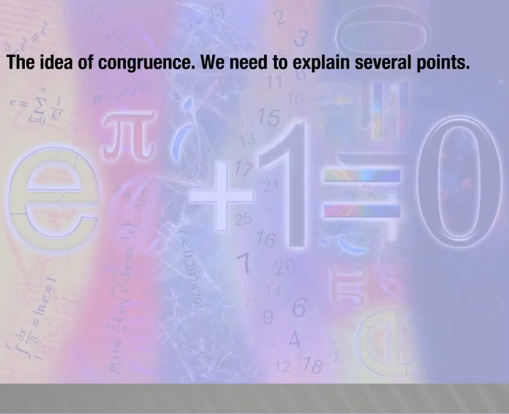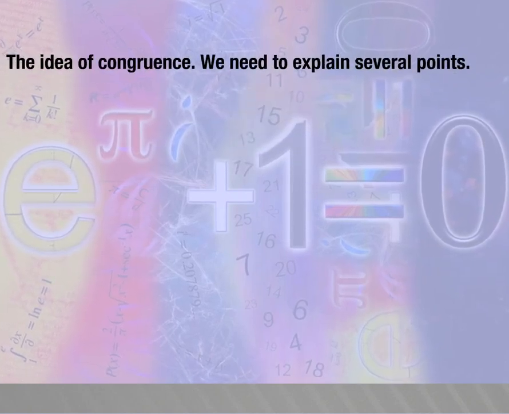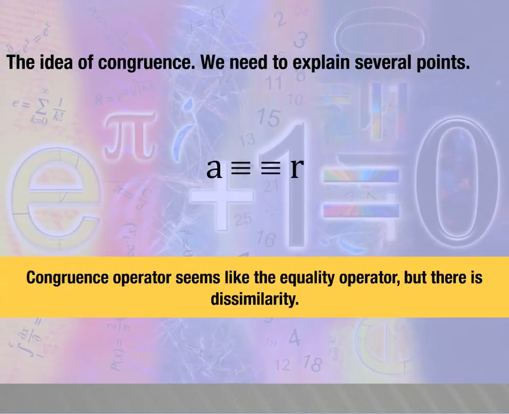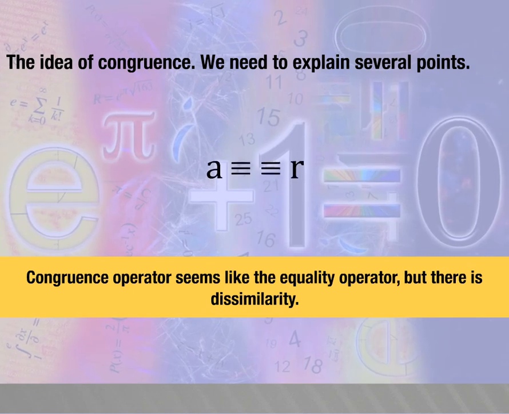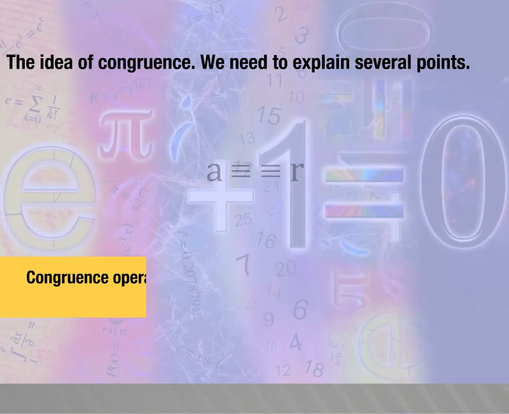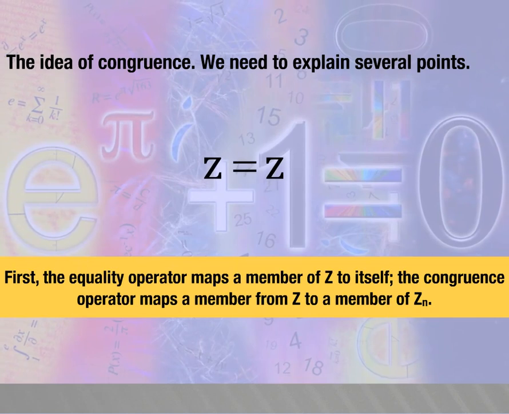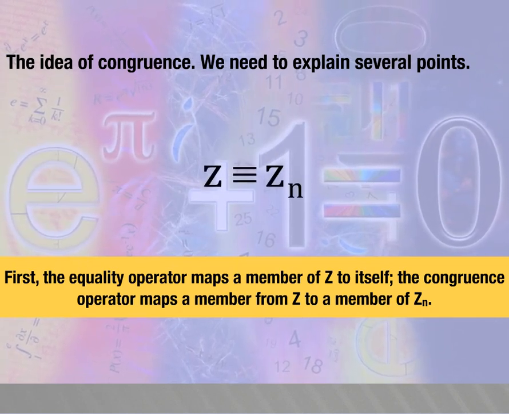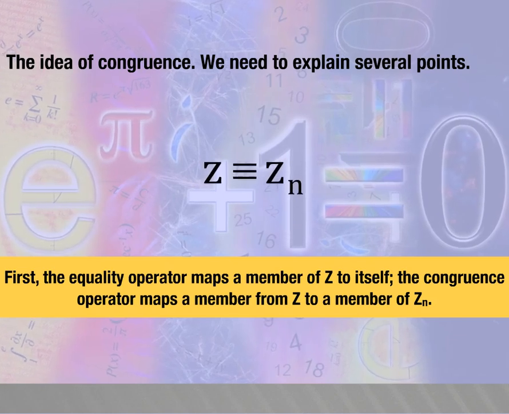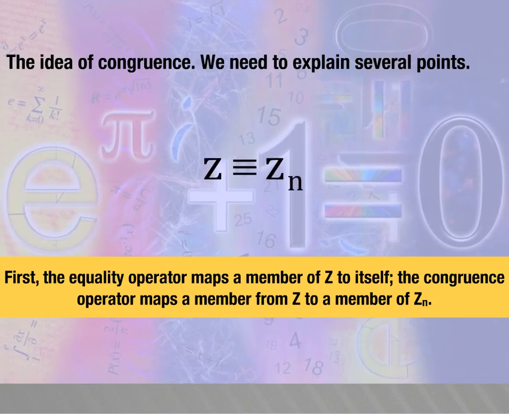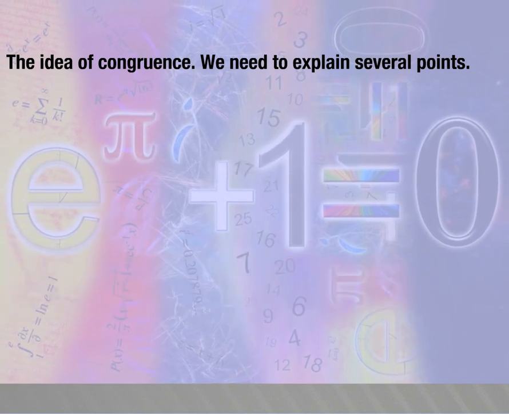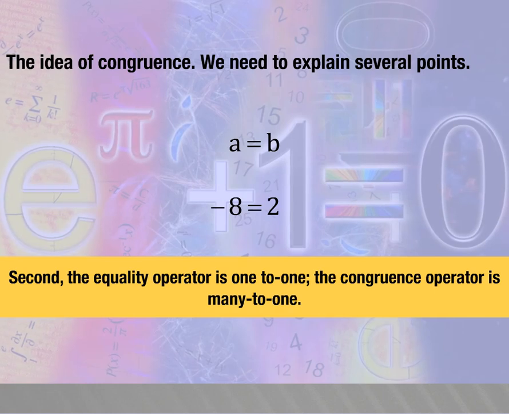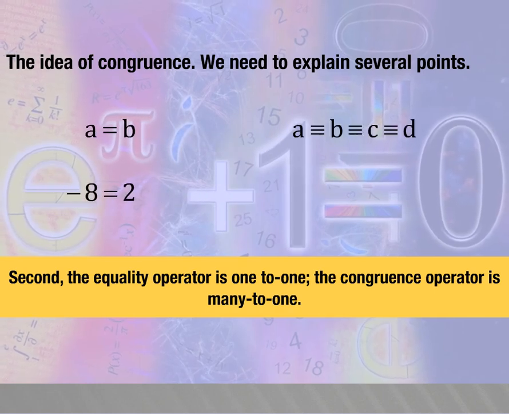The idea of congruence: we need to explain several points. Congruence operator seems like the equality operator, but there is dissimilarity. First, the equality operator maps a member of Z to itself. The congruence operator maps a member from Z to a member of Zn. Second, the equality operator is one-to-one. The congruence operator is many-to-one.